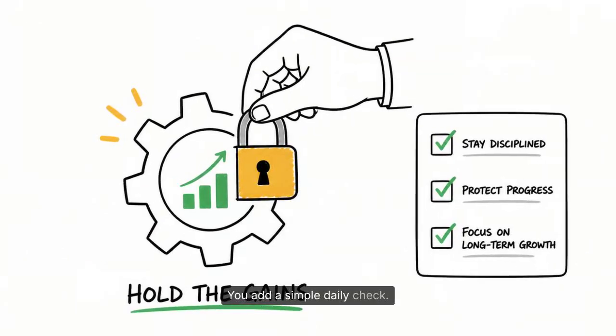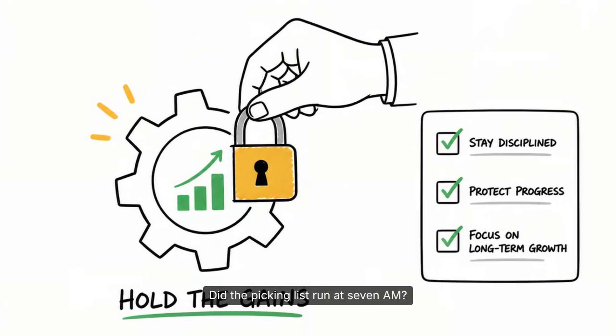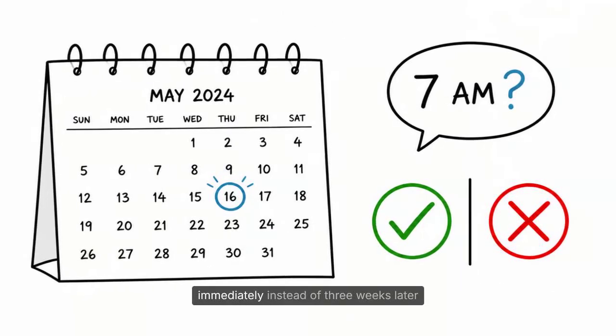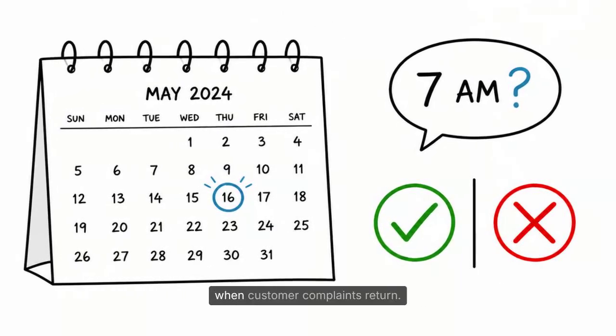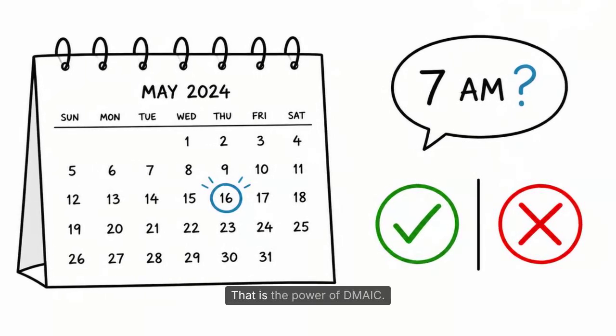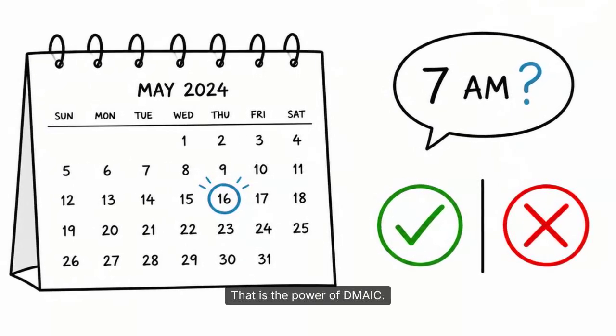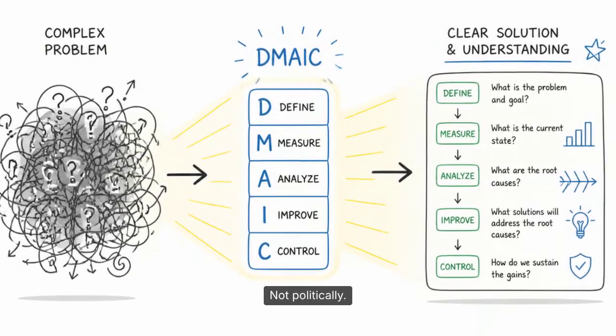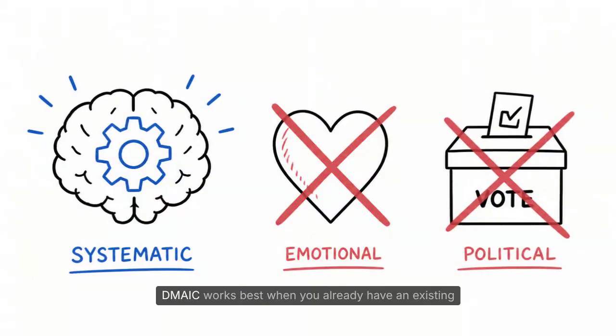You add a simple daily check. Did the picking list run at 7 a.m.? Yes or no? If it fails once, somebody notices immediately, instead of 3 weeks later when customer complaints return. That is the power of DMAIC, a structured way to solve problems properly, not emotionally, not politically, systematically.